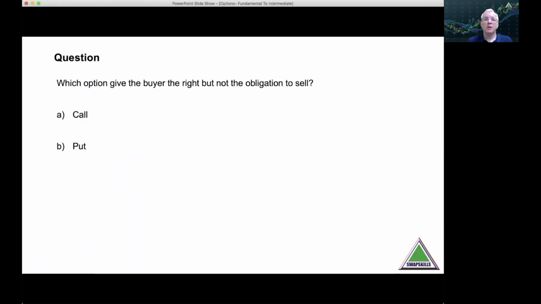So do take a look at this. 50-50 chance, things are looking good. You can call a friend if you like. What option gives the right but not the obligation to sell? Is it a call or is it a put? And hopefully you're intuitively thinking it is a put. So it is a put option, the right to put the good.